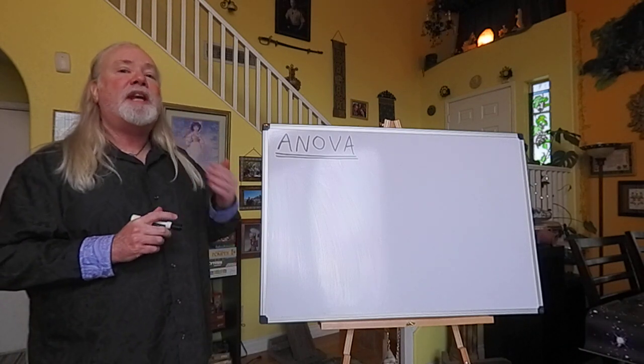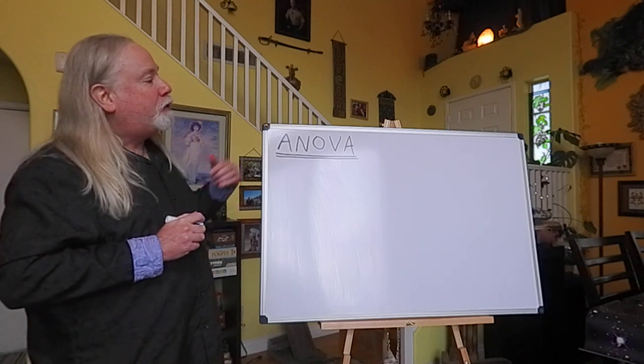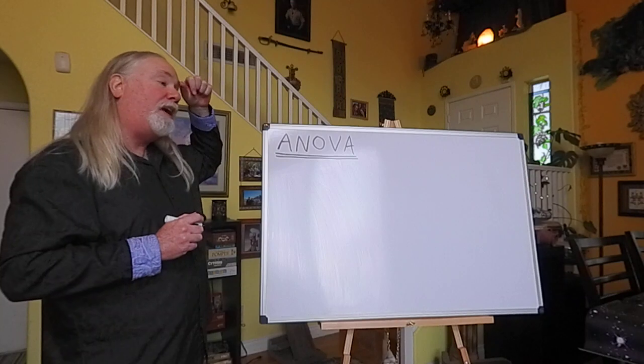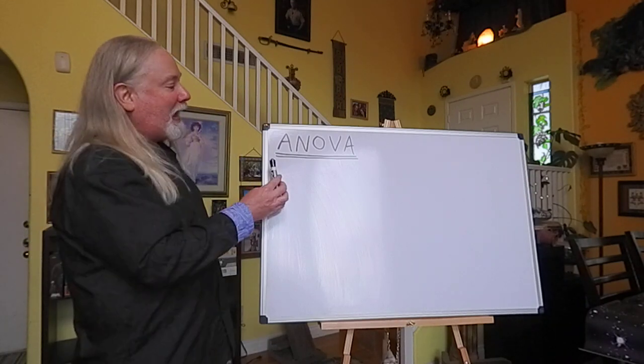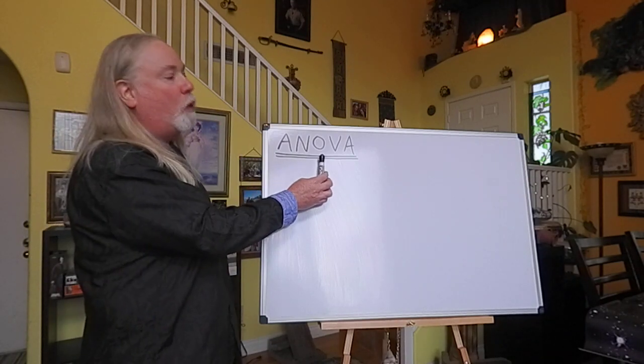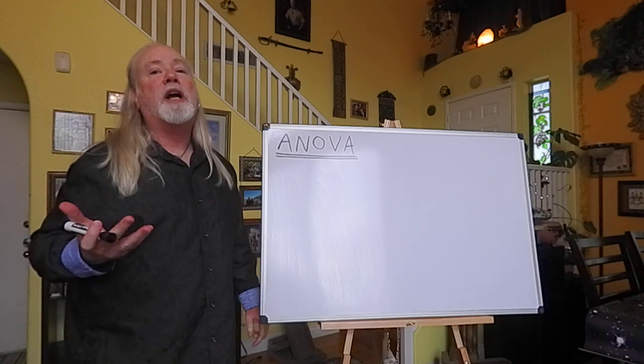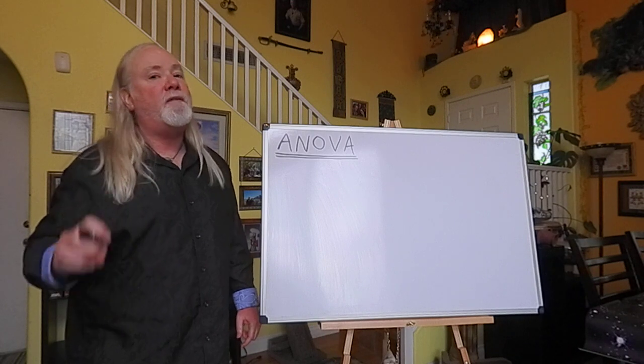But this chapter and the next chapter are both doing what we call ANOVA. And ANOVA is an acronym. It stands for ANalysis Of VAriance. So ANOVA is just a shortcut way of saying analysis of variance.